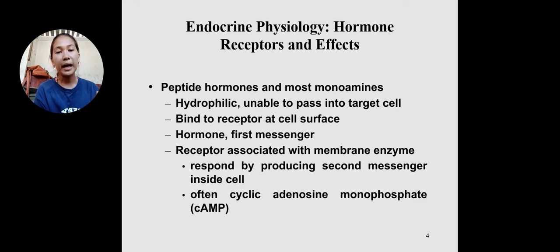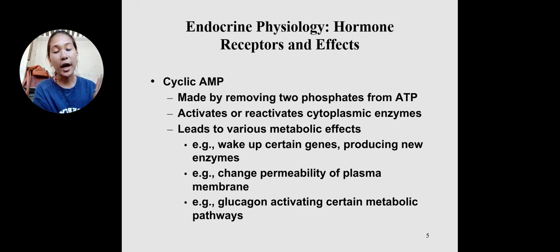So that's it. Peptide hormones and most monoamines are hydrophilic, which means they are water loving. They are unable to pass into target cells, so they bind to receptors at the cell surface. The hormone is the first messenger, and the receptor associated with a membrane enzyme responds by producing a second messenger inside the cell, often cyclic adenosine monophosphate, or cyclic AMP. It is made by removing two phosphates from ATP, and it activates cytoplasmic enzymes. This leads to various metabolic effects, which can wake up certain genes, producing new enzymes, change permeability of the plasma membrane, and glucagon activating certain metabolic pathways. So that is what cyclic AMP is.